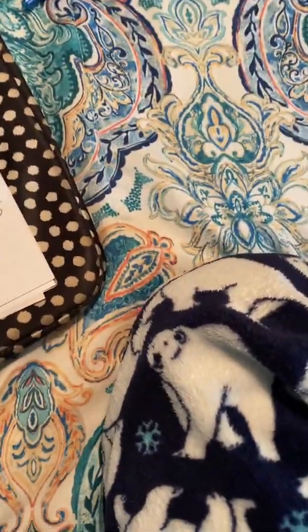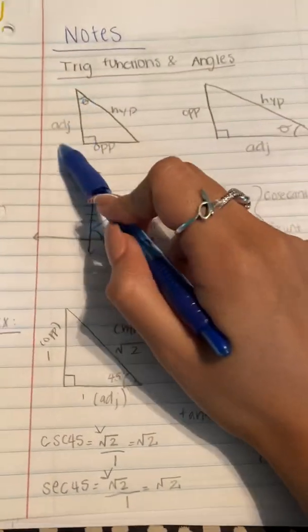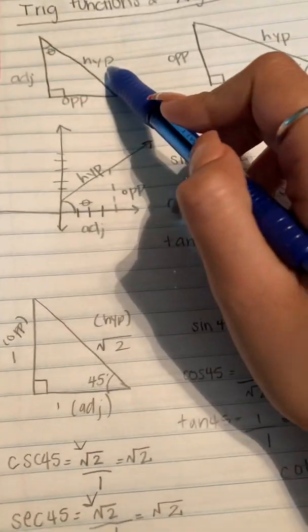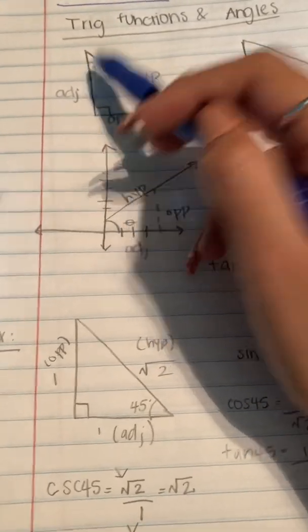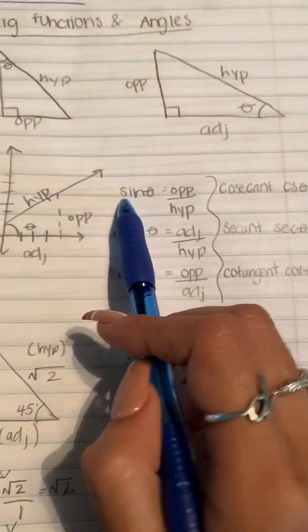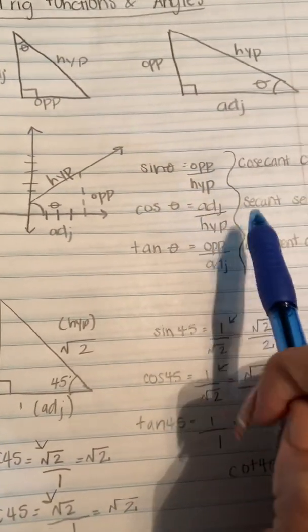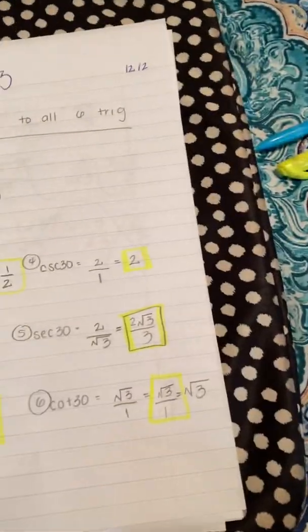I'm so sorry. So this is what he gave us, right? These are the notes. Adjacent, opposite, and hypotenuse differ depending on where the angle is, right? So sin is opposite over hypotenuse. Cos is adjacent over hypotenuse, right? Okay, we have that.